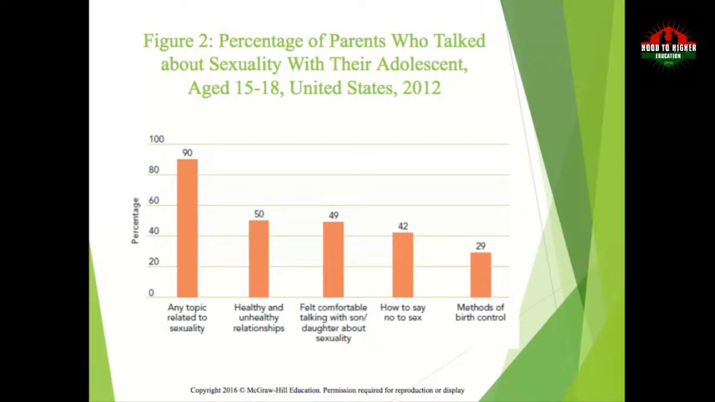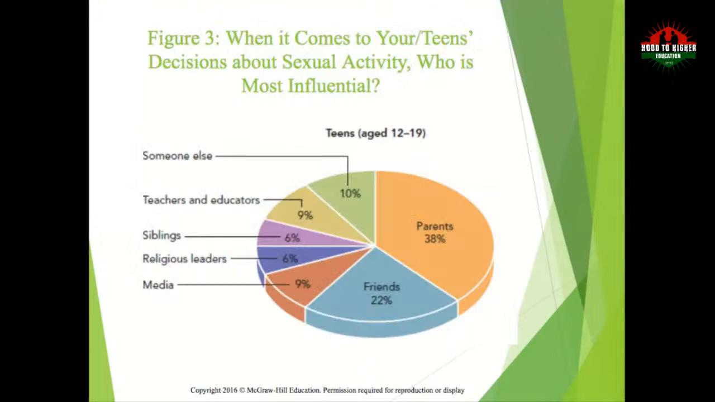50% healthy and unhealthy relationships, 49% felt comfortable talking with son or daughter about sexuality. 42% on how to say no to sex, and 29% talked about birth control. Now, these statistics fluctuate, right? Now, take another chance to pause the video if you need a little bit more time.